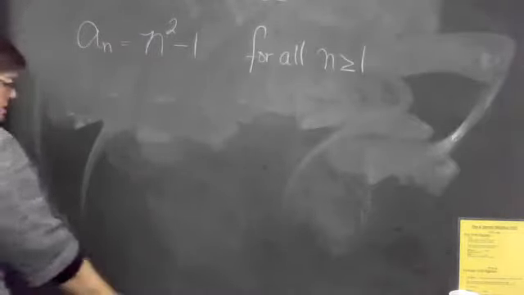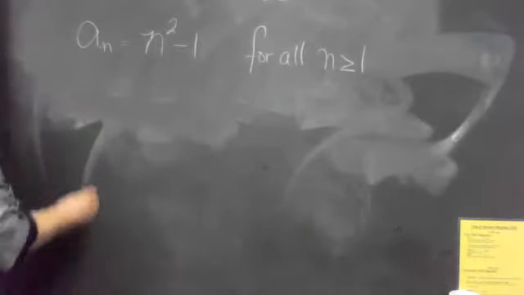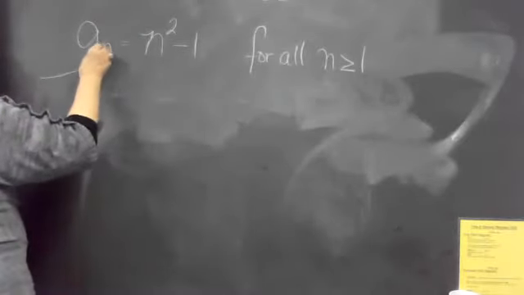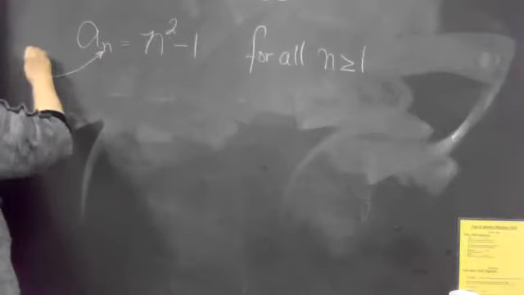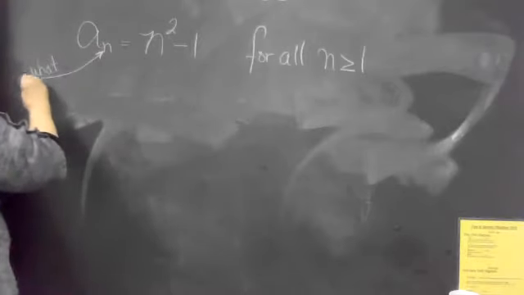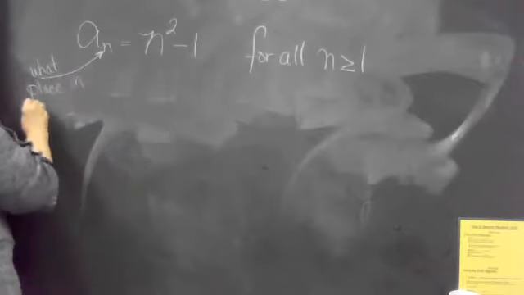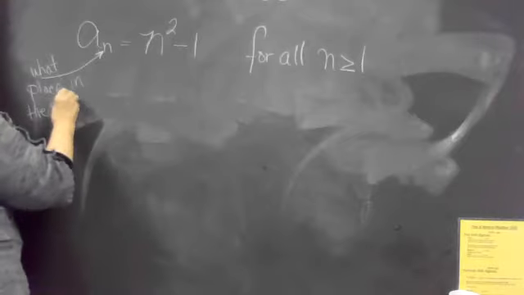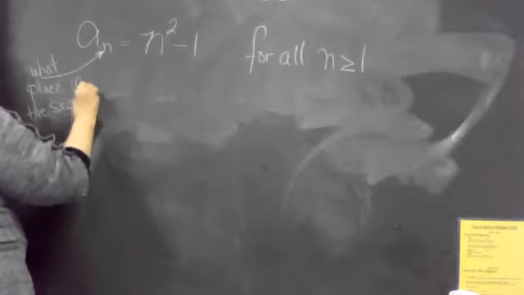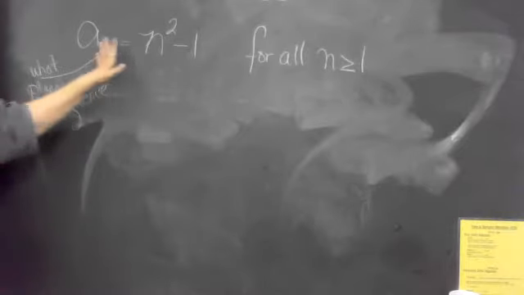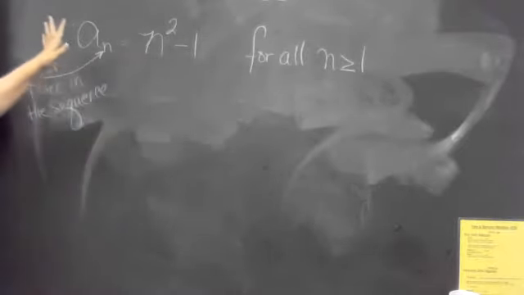All right. Now, the N stands for the place in the sequence. This is what place in the sequence. And that's pretty much all you need to know. Okay? So what we're going to do is set up a sequence according to what the rule is right here.